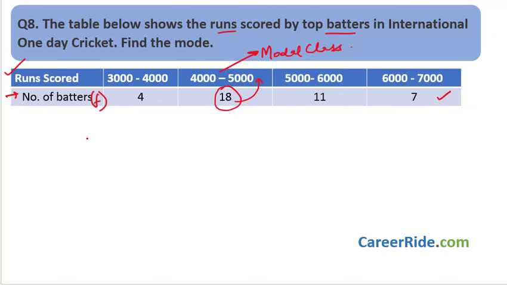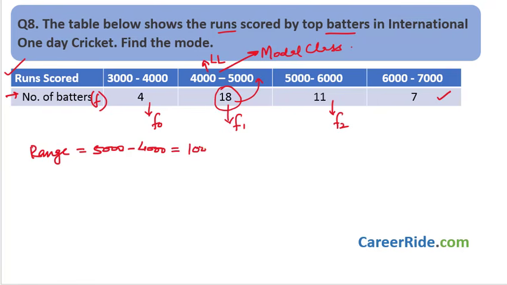Now, how to find the actual mode? We learnt that this frequency is denoted by F1. The previous class frequency is F0. The next one is F2, right? This is what we saw in the previous slide. The lower limit of the modal class is what? It is 4000. So I am denoting it by LL. We have seen this also earlier. And what is the range of this modal class? The range is equal to 5000 minus 4000, that is equal to 1000.